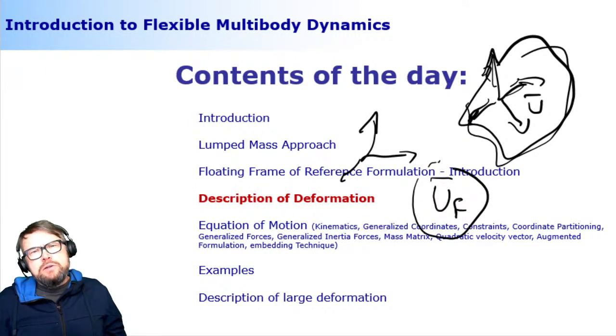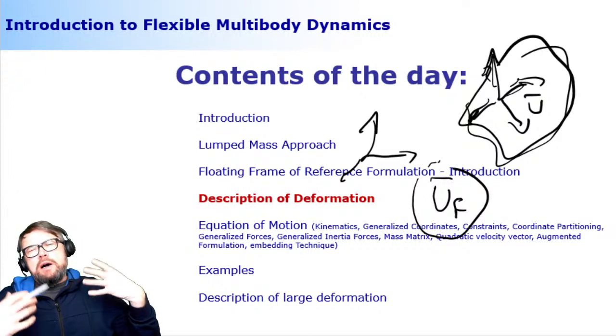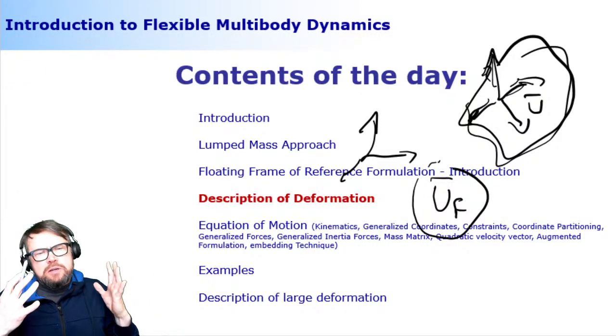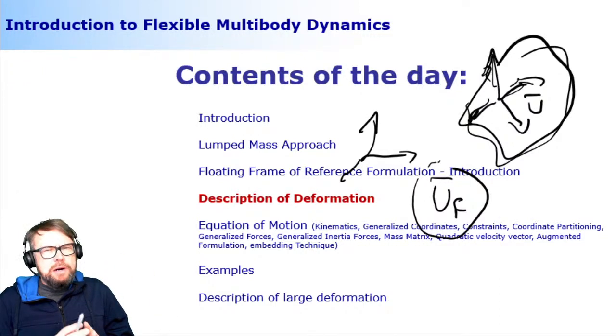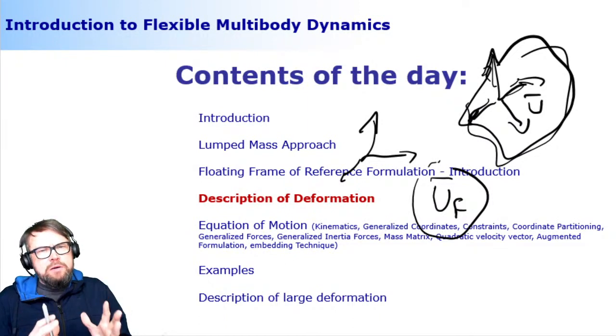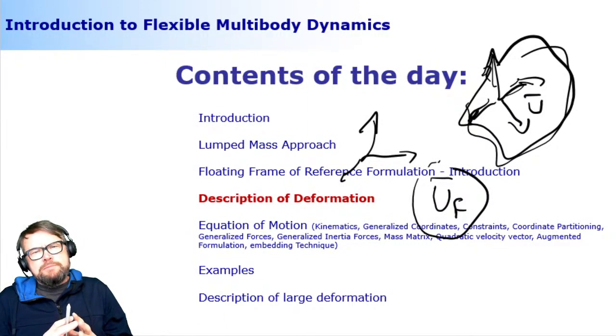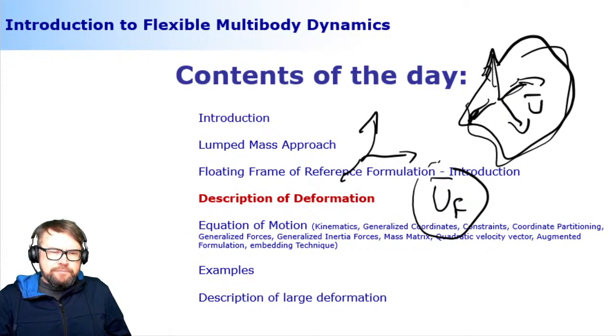So we cannot use these millions and millions of particles within one body. That's going to be computationally not possible to do. We can only look at a certain number of points. And that procedure is called discretization.